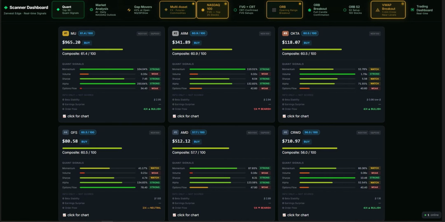Sortino ratio, same idea, but it only penalizes downside volatility. A stock that moves up fast but dips occasionally scores better than one that just gyrates both ways. Calmar adjustment. If the stock has drawn down more than 20% over the scan window, the score is cut by 40%.